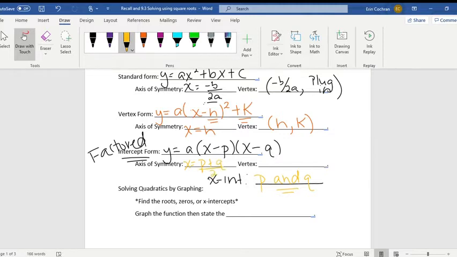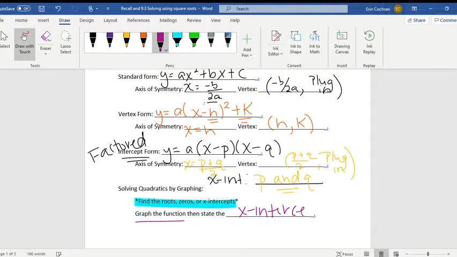Okay, and then our vertex, we know our x-coordinate because that's our axis of symmetry. And then how do we always find our y? We plug it in and solve for y, following order of operations. And then once we graph those parabolas, the actual solutions, as we said, is the same thing as finding your roots, your zeros, or the x-intercepts. So if it asks you to solve by graphing, you graph the function, and then you just state your x-intercepts.